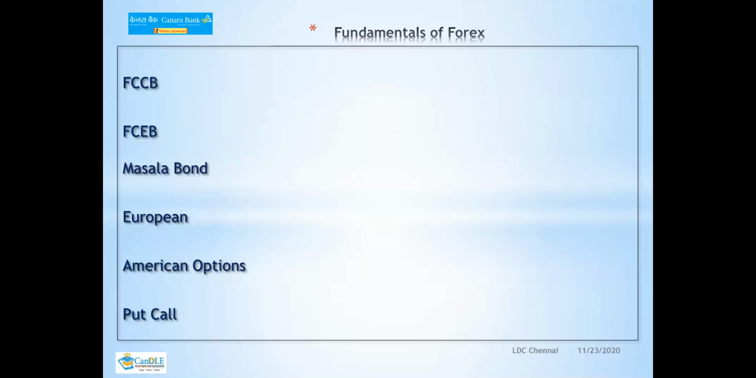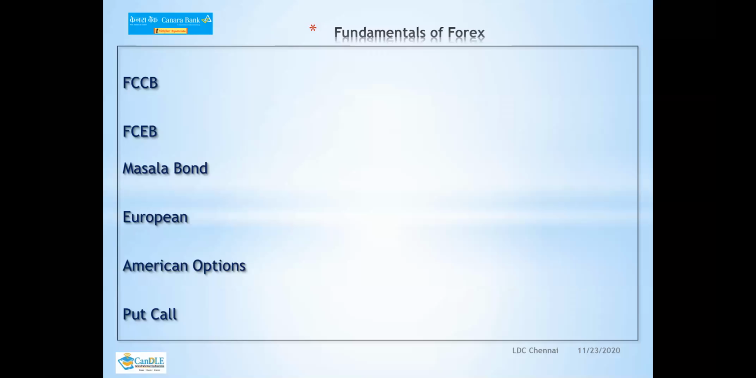Put option: I want to sell a dollar at 75 rupees. I had booked a contract. On that day, if the dollar value is 74, I will sell it, I will use it. If it is 76, I don't use it. This is the logic here. So this is called put and call option. Put means selling option. Call is a buying option.